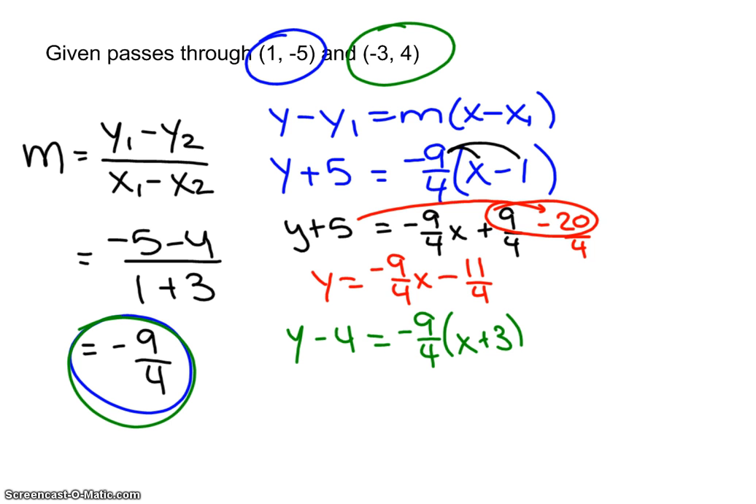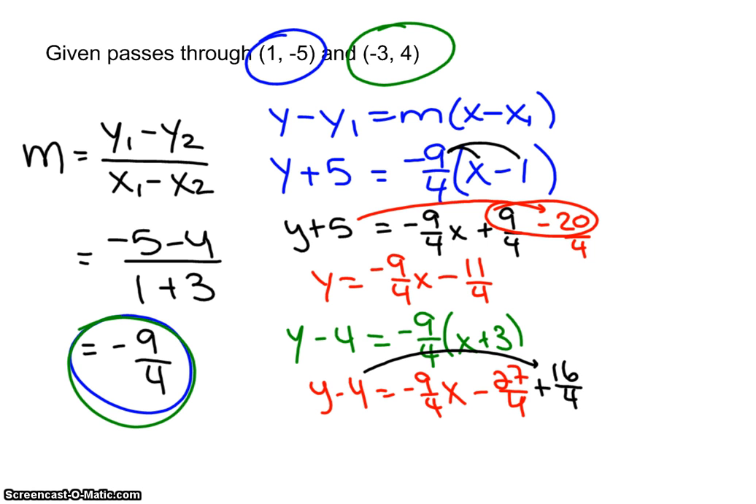If I do the same thing down here, first distributing the negative 9 fourths. This time when I bring a 4 over, it's positive, because we change sides, change signs. The denominator again is common to be 4, so 16 over 4. So what I run into this time when I put these two together is again negative 11 over 4, so now they are the same equation.